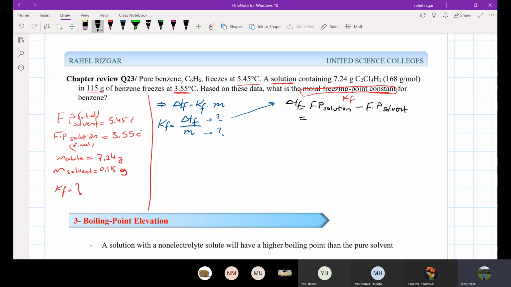What is the freezing point of solution? It is 3.55. Why are we finding Kf? Because it's not water, it's benzene. We don't know Kf for benzene. So 3.55 Celsius minus 5.45 Celsius. The result is minus 1.9 Celsius. What did we find?